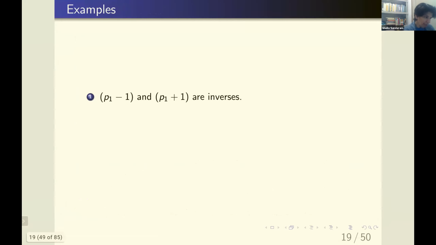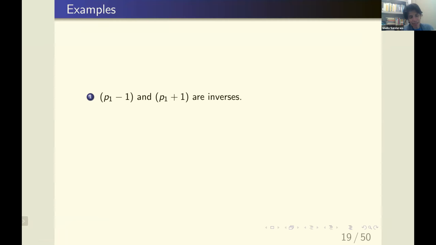All right, so some examples. P1 minus 1 and P1 plus 1 are inverses. Now, I know I just said you have to have no constant term, but I wanted to include this one because this is a very important pathological exception, right? Let's see, P1 over 1 plus P1, and P1 over 1 minus P1 are inverses. This is easy to check just by actually physically computing the plethysm, right?